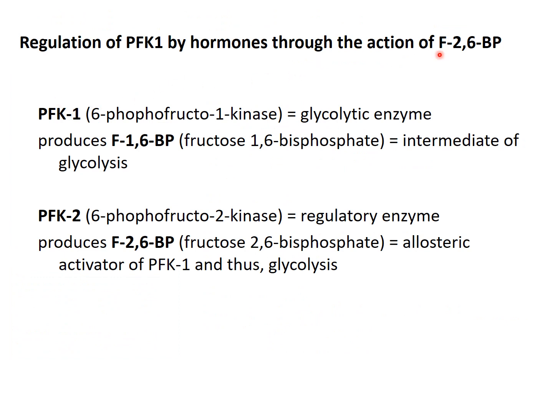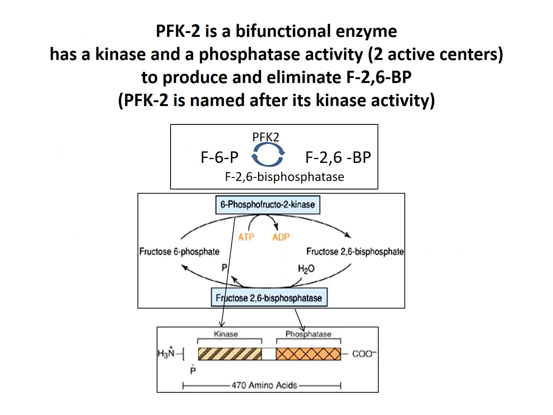Before we go there, please remember: PFK1 is a glycolytic enzyme which produces fructose 1,6-bisphosphate. PFK2 is a regulatory enzyme that produces fructose 2,6-bisphosphate, the allosteric activator of PFK1, without which glycolysis would not run, because PFK1 is the most important regulatory enzyme. So how do we produce fructose 2,6-bisphosphate, which is such an important positive regulatory factor of PFK1?